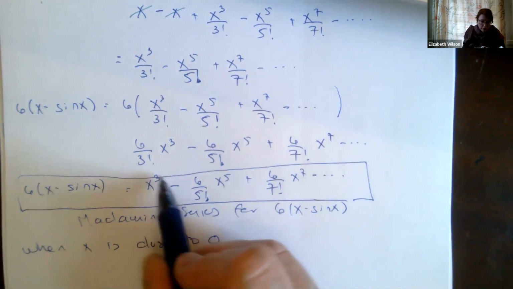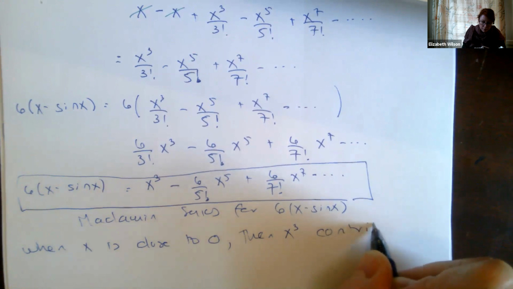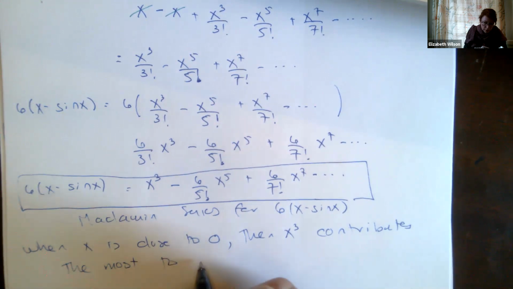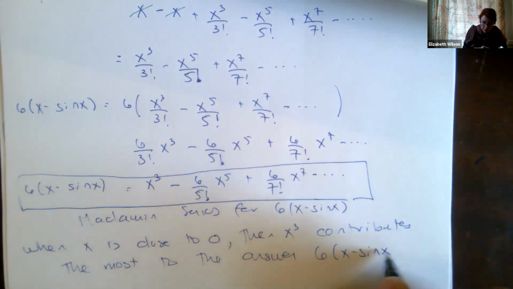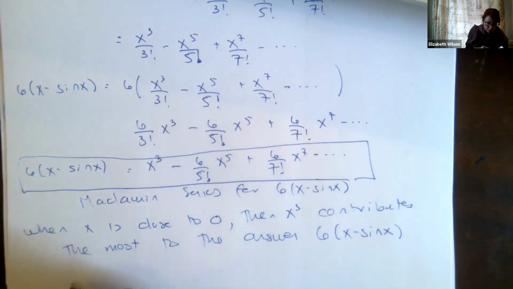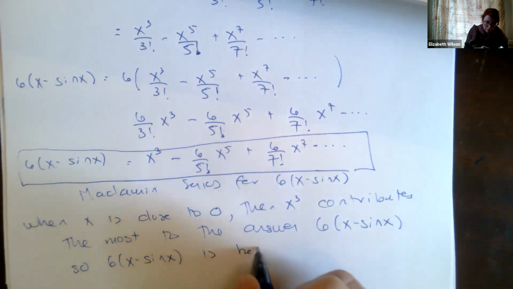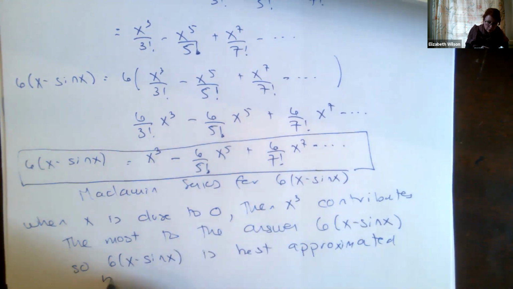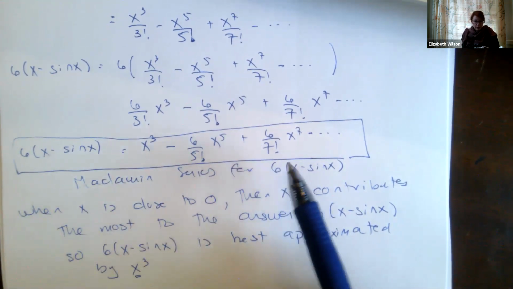Then our lowest degree term, x cubed, contributes the most to the answer 6 times x minus the sine of x. So that's the degree term that we're going to use to best approximate it. So to answer the question, 6 times x minus the sine of x is best approximated by x cubed. That was the question. So how do I represent it as a polynomial? And then how do I do this?